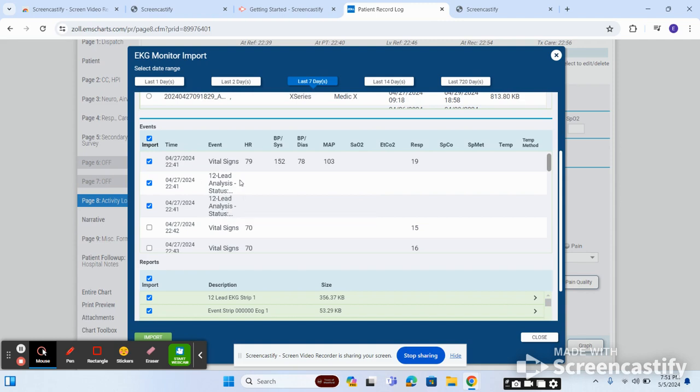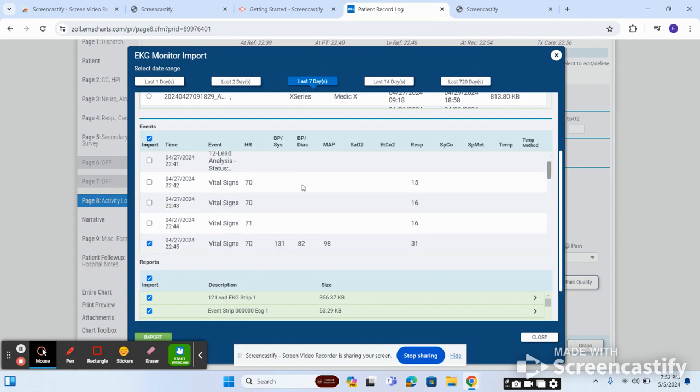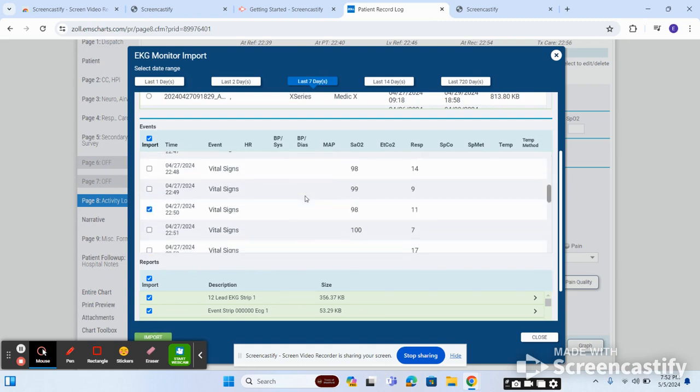You do not need to pull both of these in. You just need one of them. This is not the actual snapshot of the 12 lead. This is going to show you what time you obtained the 12 lead. So we'll leave the 12 lead start there. We're going to pull in this vital sign right here. We're going to scroll down. We'll pull in this one.